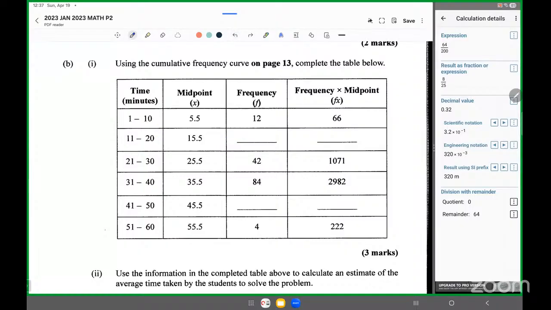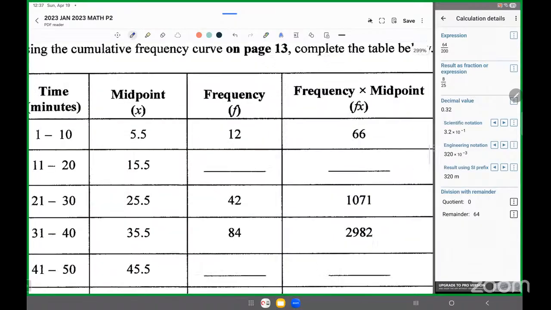Remember, the graph is using the boundary values. Because it is less than or equal to, this graph is using the limit values. So the frequency here is the number between the 10 and the 20, because this interval on the graph is really between the 10 and the 20. So you want to know how many students are between the 10 and the 20. And this one down here is between the 40 and the 50. That's what you want. So here you're looking for between 10 and 20.